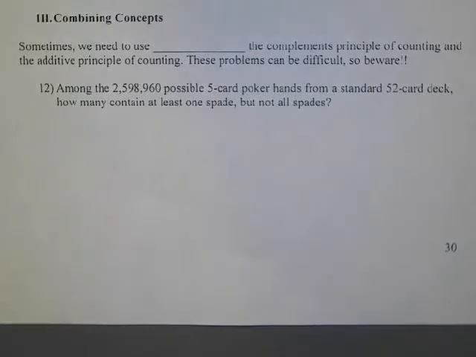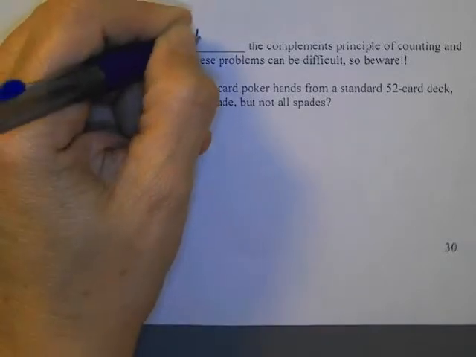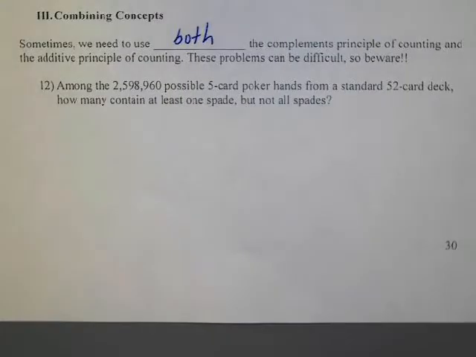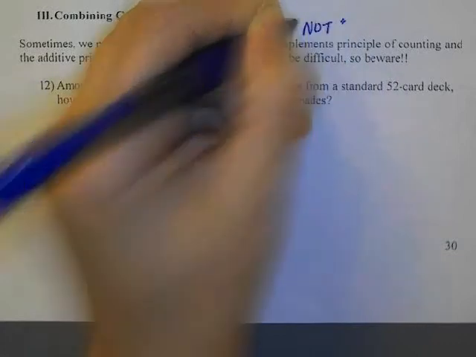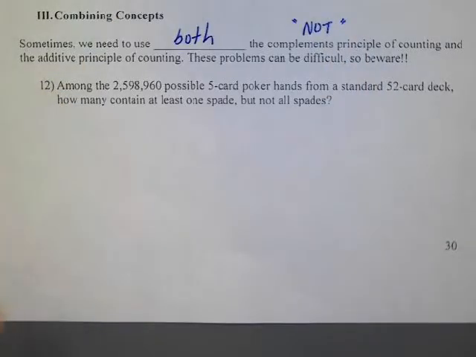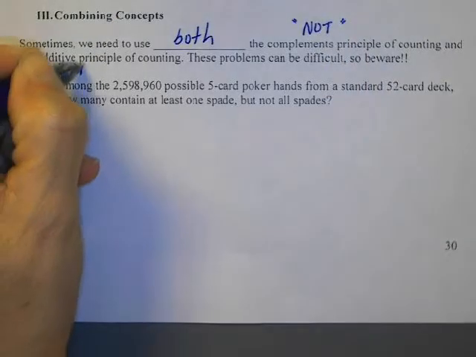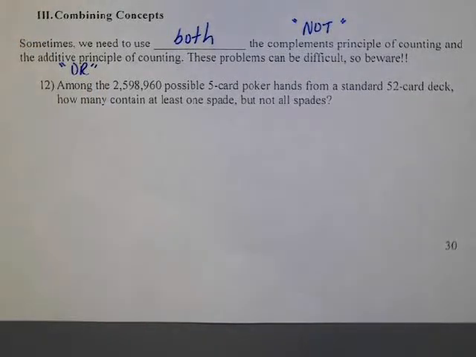Alright, now we're going to combine the idea of not with the idea of or. So sometimes we need to use both the complements principle of counting, which is the idea of not, and the additive principle of counting, which is the idea of or, to do these problems. These problems can be a little difficult, so take your time, slow down, and really ask yourself all the questions.